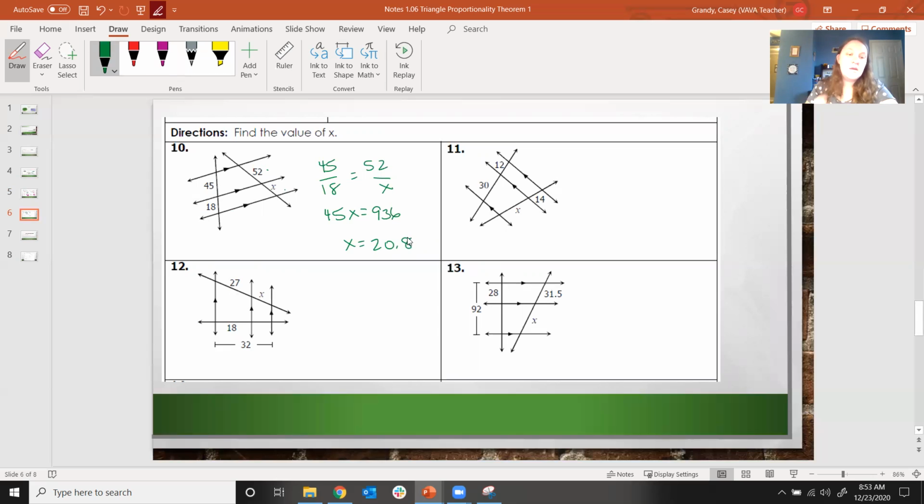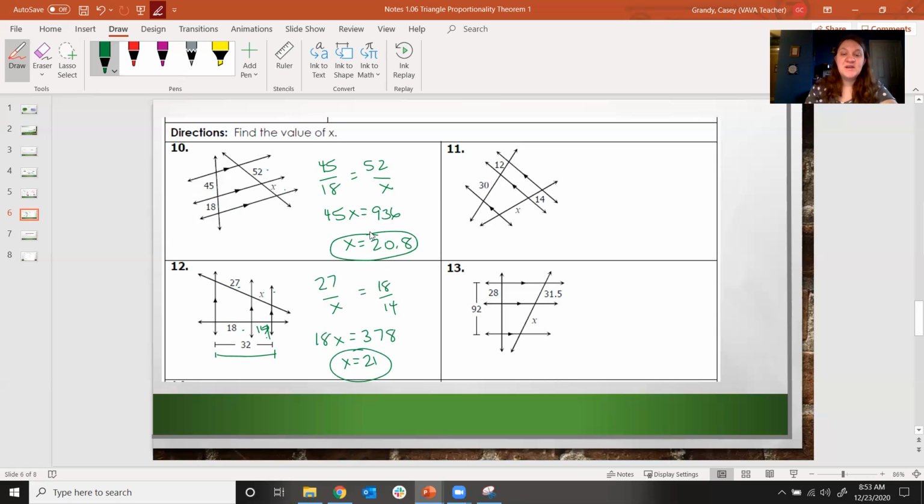Okay. Again, I'm going to jump down here to number 12. I have some parallel lines cut by 2 transversals. Those transversals will be cut proportionally. So I can say that 27 over x will equal 18 over, I don't know this piece, but I know this whole thing is 32. So if I do 32 minus 18, I get 14. So this piece is 14. And then we can cross multiply. So x times 18, 27 times 14, divide by 18, 21.